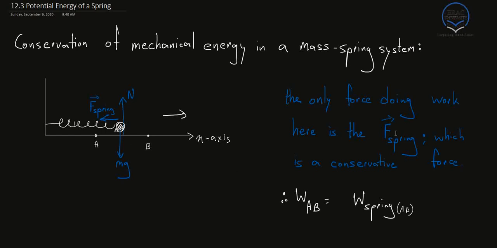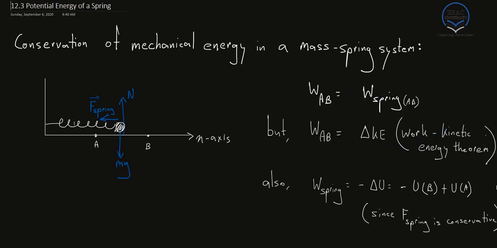So only this F spring does some work, and this F spring, as we very well know, is a conservative force. In other words, the work done in going from A to B, the net work done, is just the work due to the spring. These other two do no work. Now, if the work done is the work due to the spring only, we have from the work-kinetic energy theorem that the net work done is the change in kinetic energy.